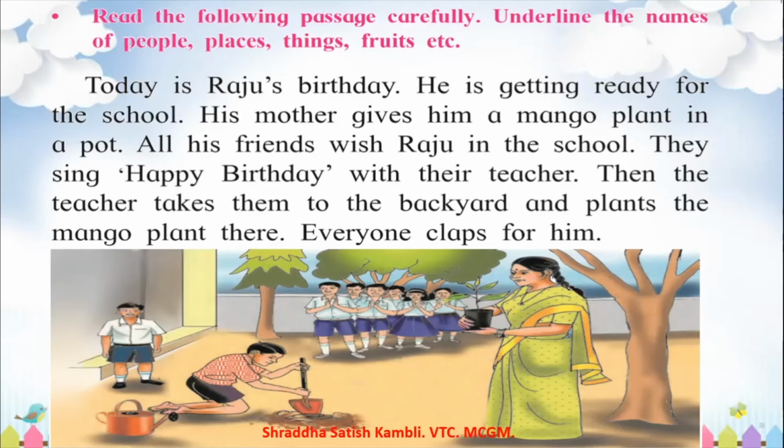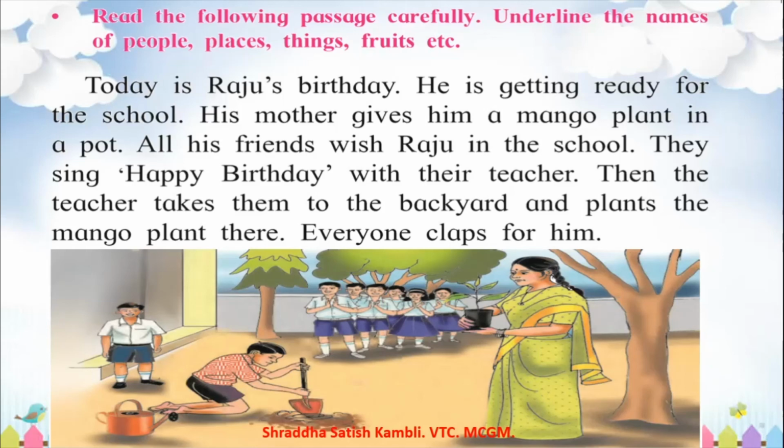They sing happy birthday with their teacher. So whenever it is someone's birthday, what do you do? You sing a birthday song for that child, isn't it? So our Raju also is very happy because his friends have sung a birthday song for him. Then the teacher takes them to the backyard and plants the mango tree there. So the mango tree is a gift for teacher on Raju's birthday. So they go and they plant the mango tree. Everyone claps for him. So this is our paragraph.